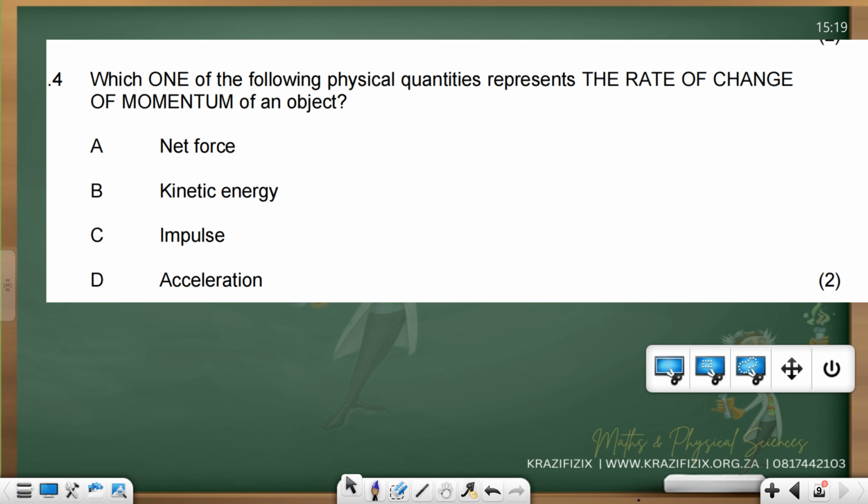Can somebody give me an answer now? You sure? Answer. Rate of change. Rate is divided by what? Time. Change in momentum. Newton's second law in terms of momentum. And what is this equal to?